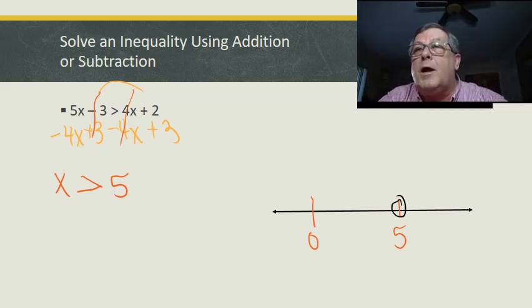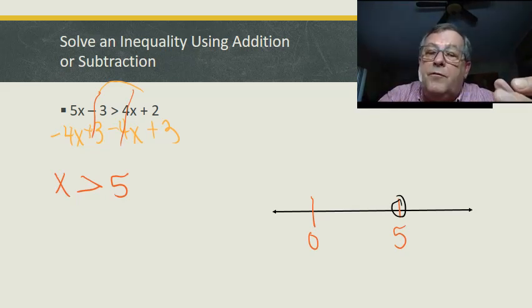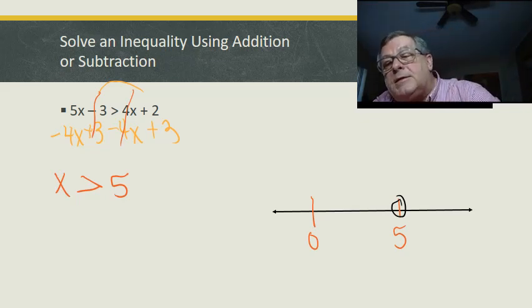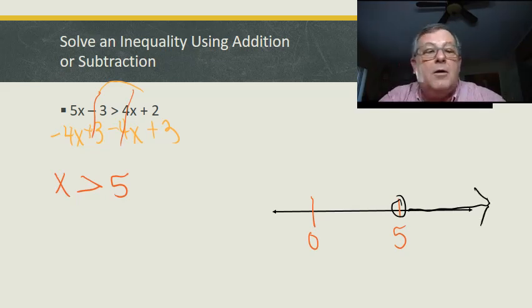I am dealing with a greater than, so that means I'm going to be moving from that open dot at 5 to the right. That symbolizes things greater than. And so this is the solution set where x is greater than 5. We have solved this inequality. This is called a one-step inequality, as was the other, using addition or subtraction. Shazam! How about it?